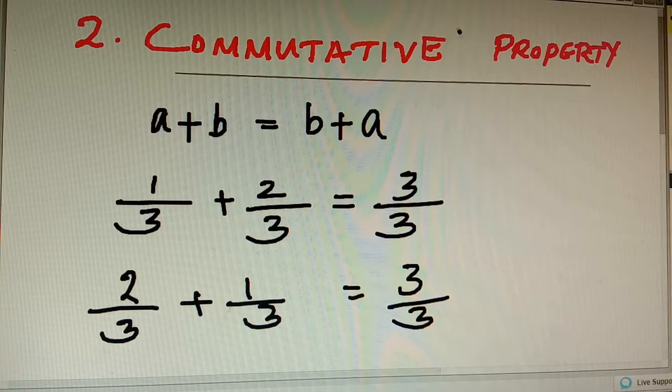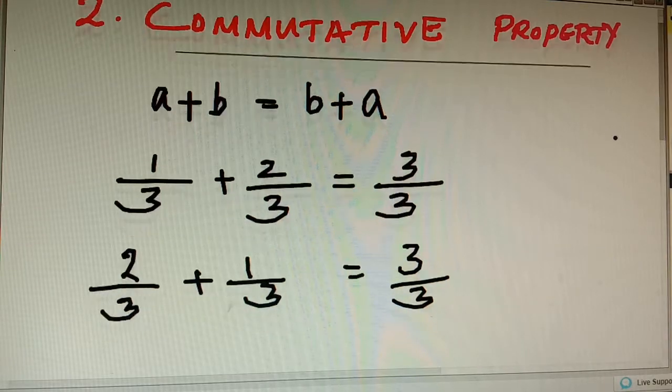Now the same commutative property in case of subtraction. What do you think? It is true or false? Then can we say a - b is equal to b - a? No, that is not possible. a - b is not equal to b - a, so we can say commutative property is not true in case of subtraction. Okay, commutative property is not true in case of subtraction.